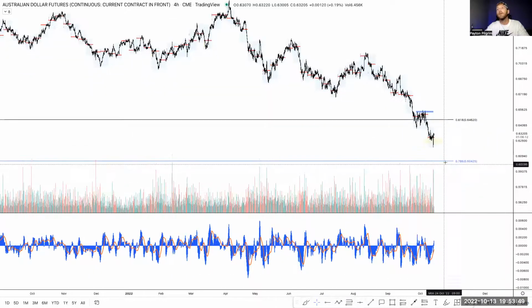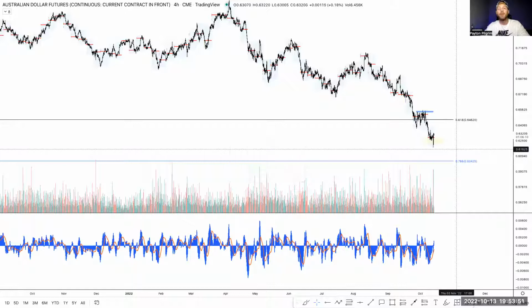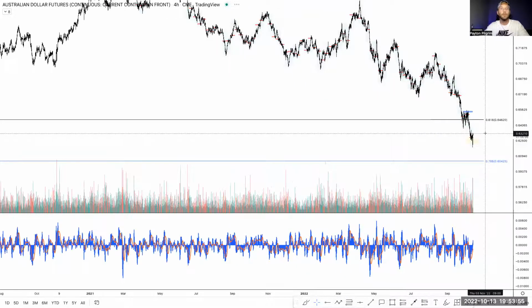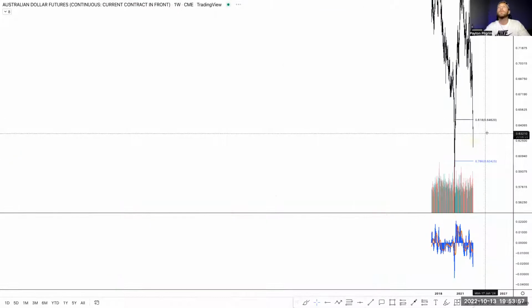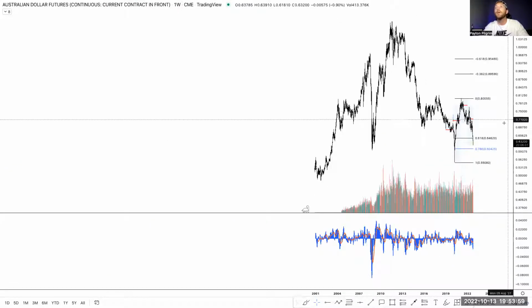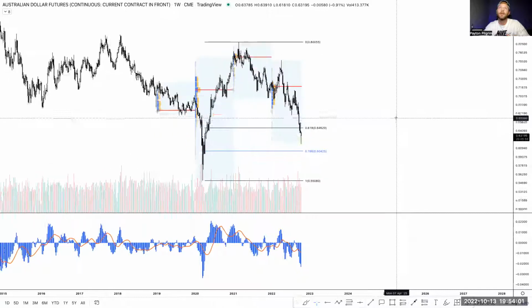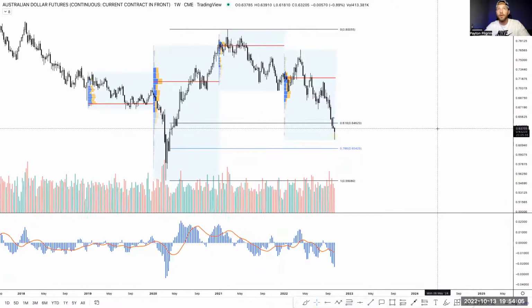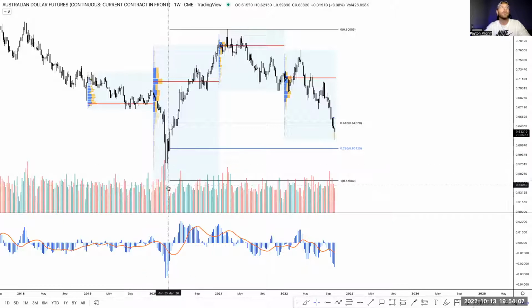Almost hit the 78.6 of this major weekly swing. Eventually, these are going to turn around. That's just my opinion. I don't know when the dollar is really going to start turning around. I don't think the Australian dollar is going to hit new lows by any means.